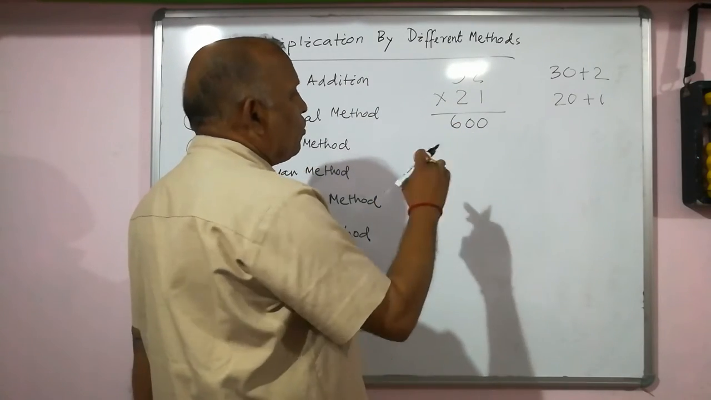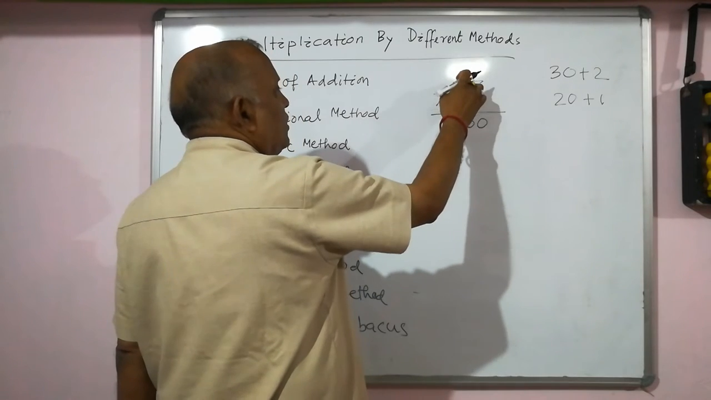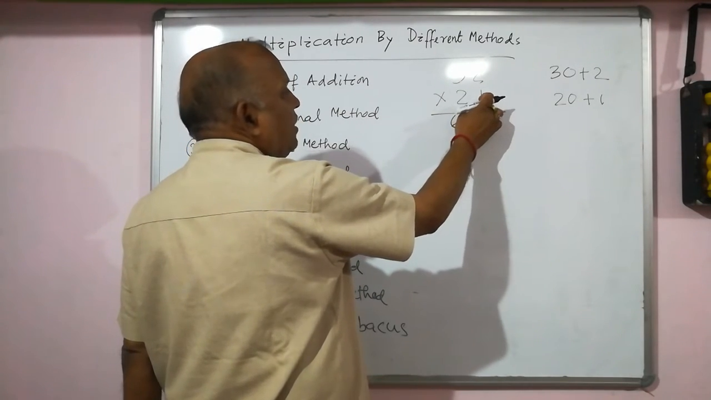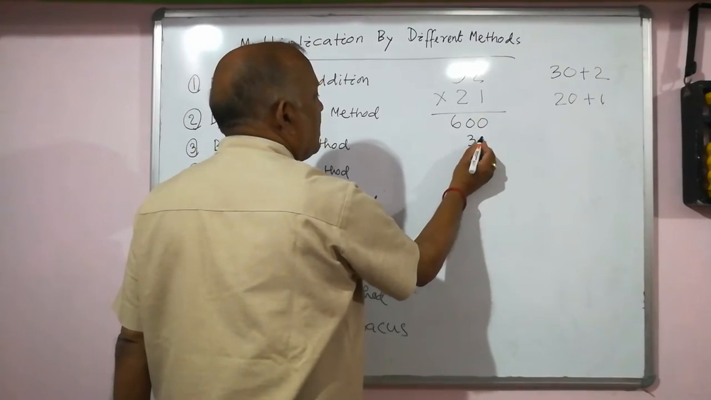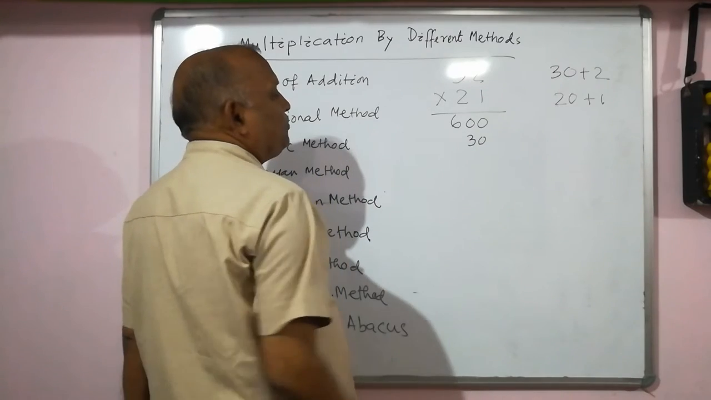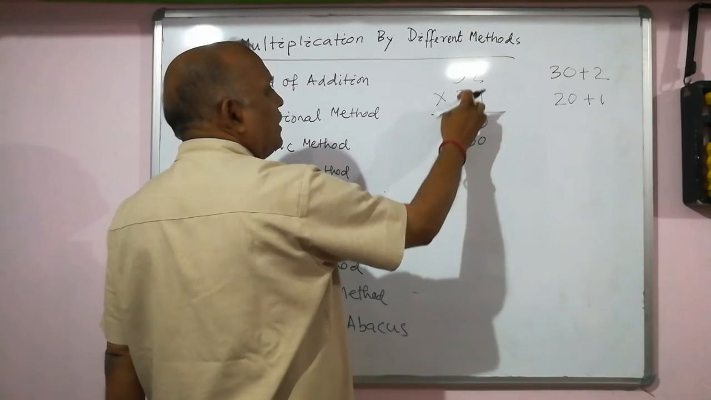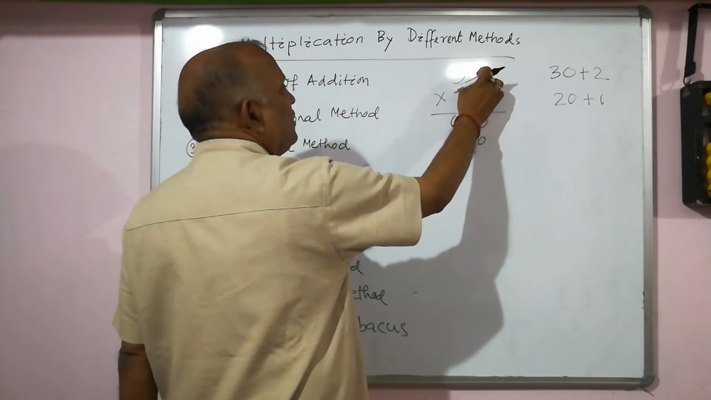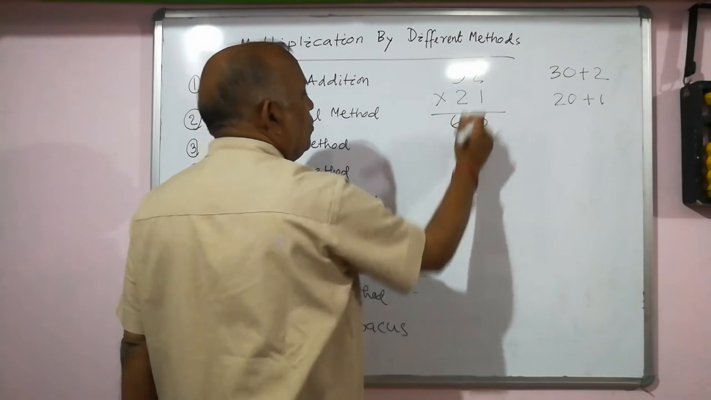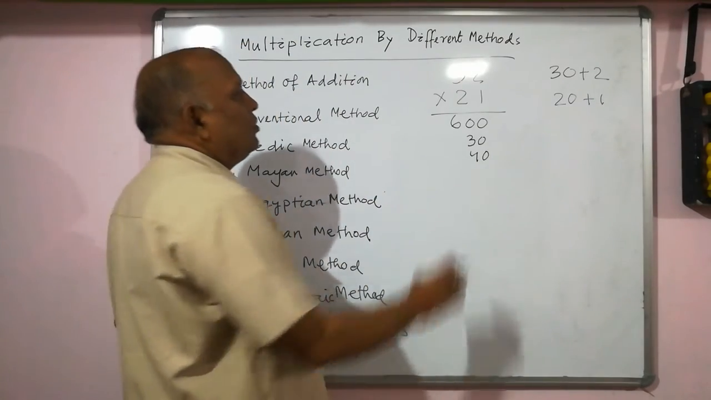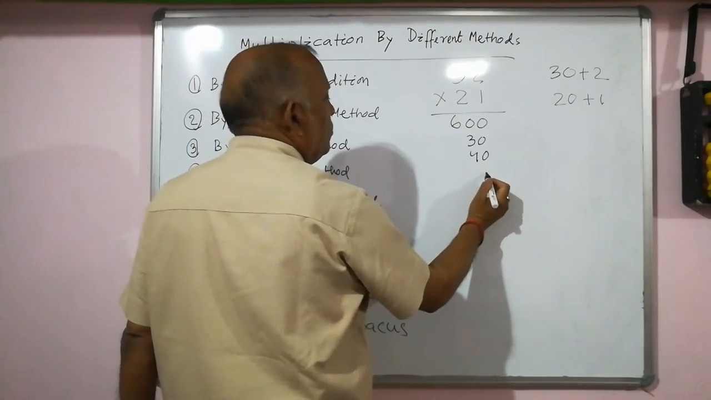Then go for the cross. 3 into 1 means 30 into 1, it is 30. Then go for the second. 2 into 2: this is 20 and this is 2. So 20 into 2 it is 40. Now the last one, 2 into 1.